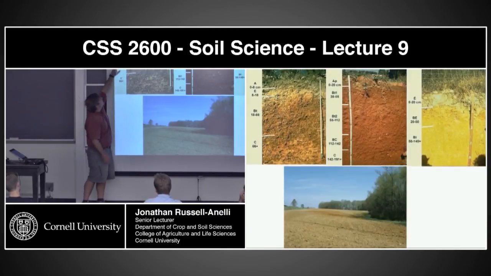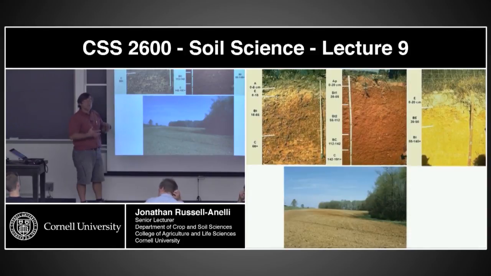In this, I've got a zone of accumulation of clay. I still have C horizons. They're younger, is really what I'm looking for. I'm looking for features of soil genesis. Does that make sense? Does that sort of get the idea? Yeah?